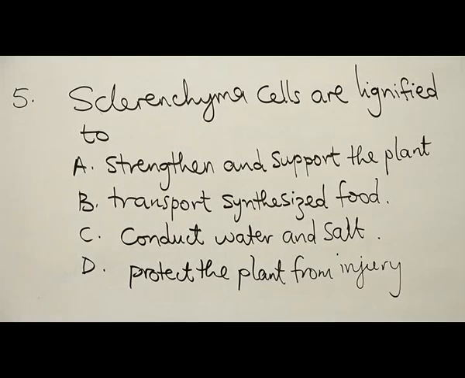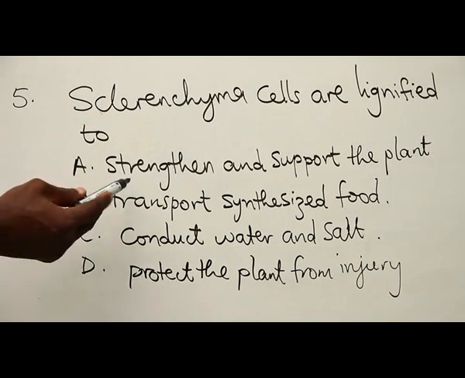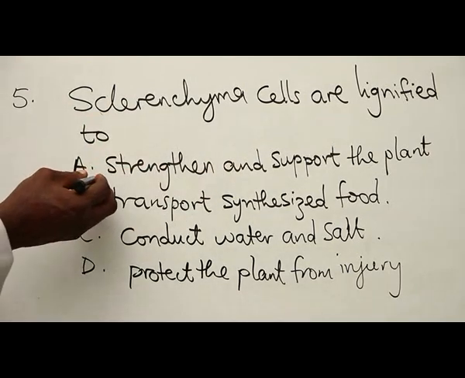Number 5. The sclerenchyma cells are lignified to A, strengthen and support the plant, B, transport synthesized food, C, conduct water and salt, and D, protect the plant from injury. Sclerenchyma cells are lignified, meaning they are thickened through the deposit of lignin and other materials on the inner wall, to the extent that it crushes the protoplasm and the cells are dead. In that case, sclerenchymatous cells are only useful for strengthening and support of the plant. So A is the answer.